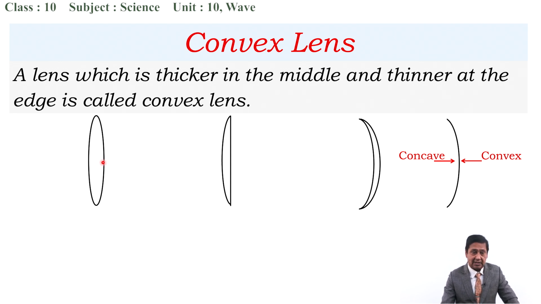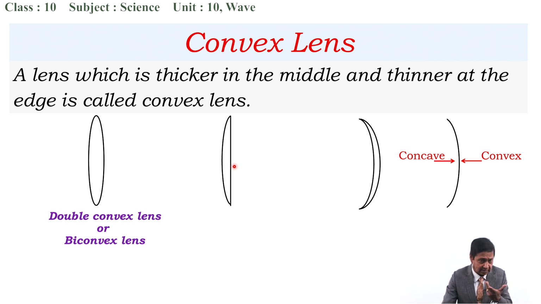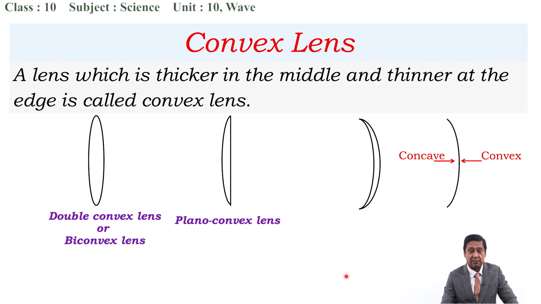This convex lens has 2 surfaces, both of them are bulging out, and both the surfaces are convex. That's why this is double convex lens. In this case, this is a convex lens because the middle part is thick, but one of the surfaces is plane, so it is plano-convex lens.